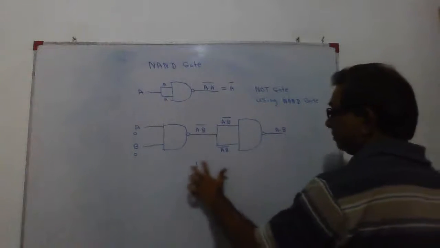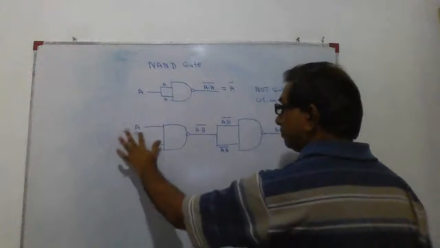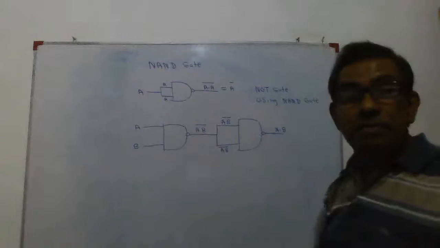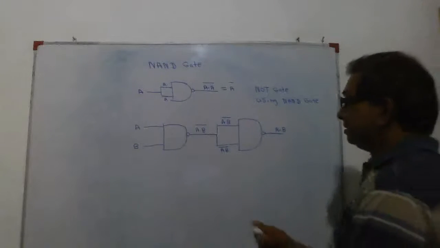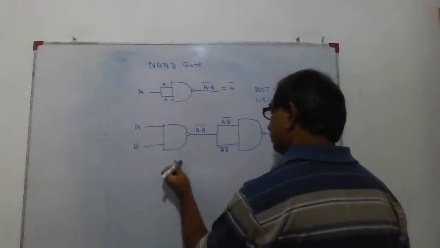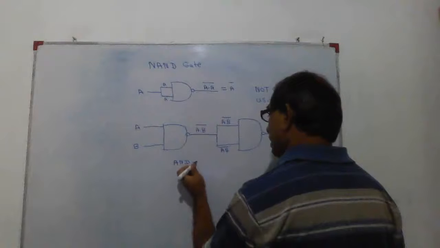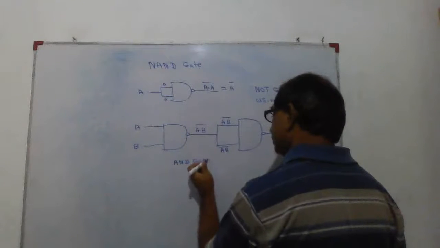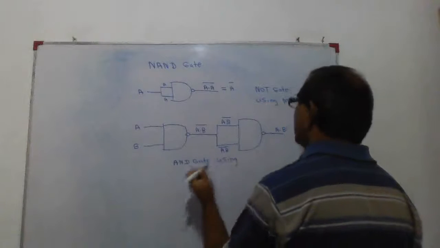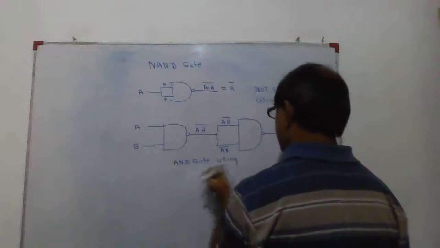This is AND gate. By using two NAND gates, we can produce AND gate. So we say AND gate using NAND gate.